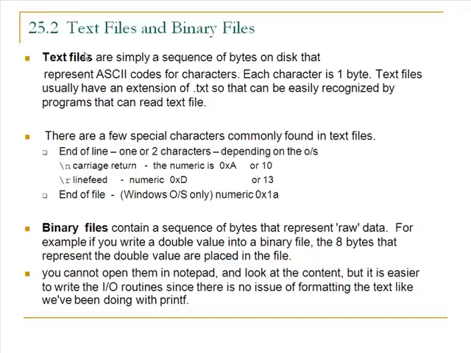Binary files are quite different. They are a sequence of bytes in the file, and they represent raw data. So, for example, if you write a double into a binary file, the 8 bytes of space that take up the double are the 8 bytes that actually go into the file. So those wouldn't represent a printable character like the ASCII code of a number or of a printable numeral.